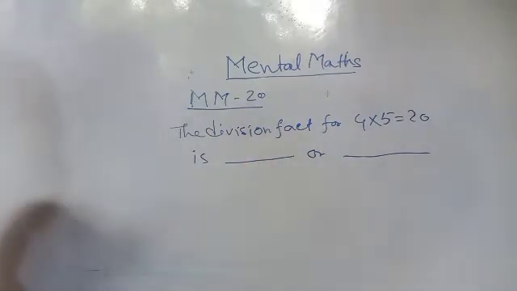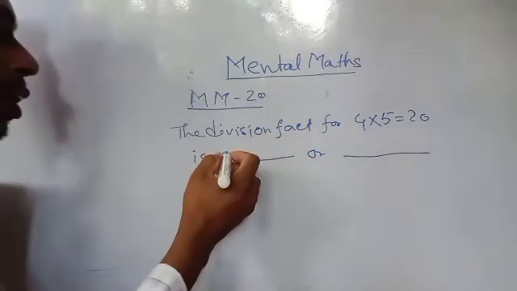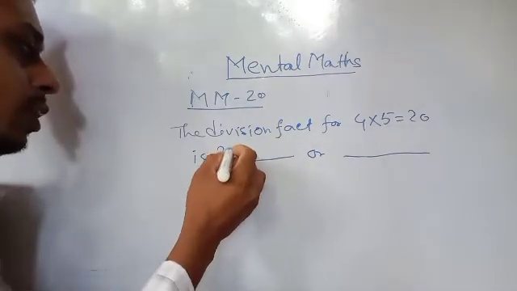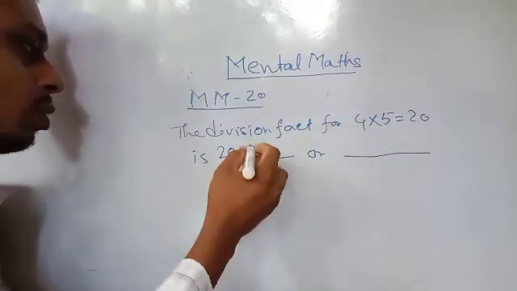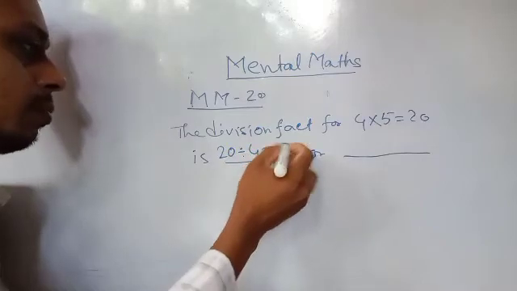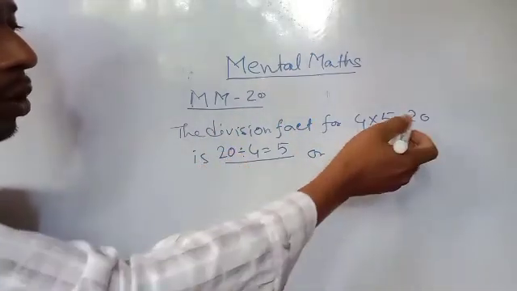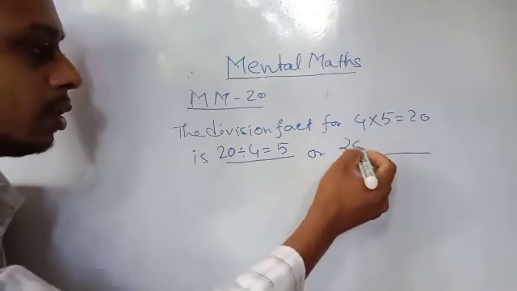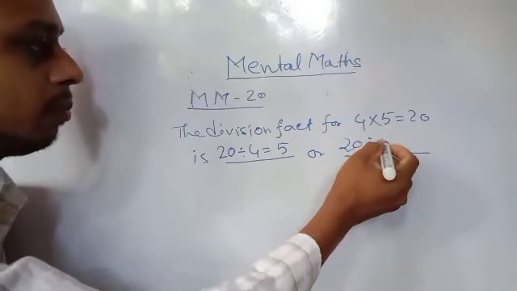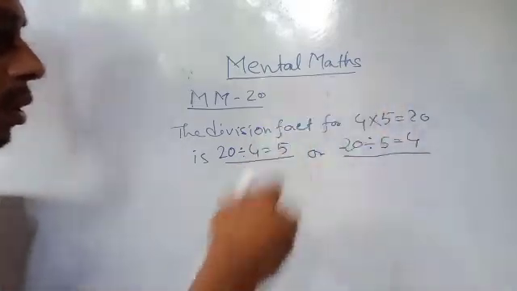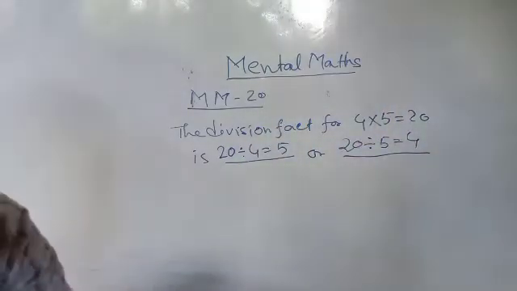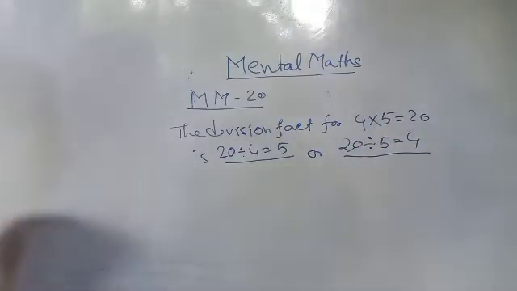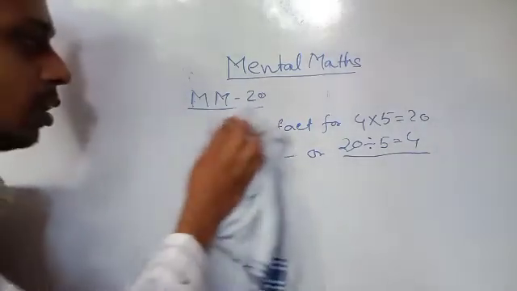So we can write the division fact in two ways. How? The product you have to write first. 4 into 5 equal to 20. So 20 divided by 4, the answer will be 5. Similarly, 20 divided by 5, the answer will be 4. These are called division facts. So this way you have to find out the division fact.